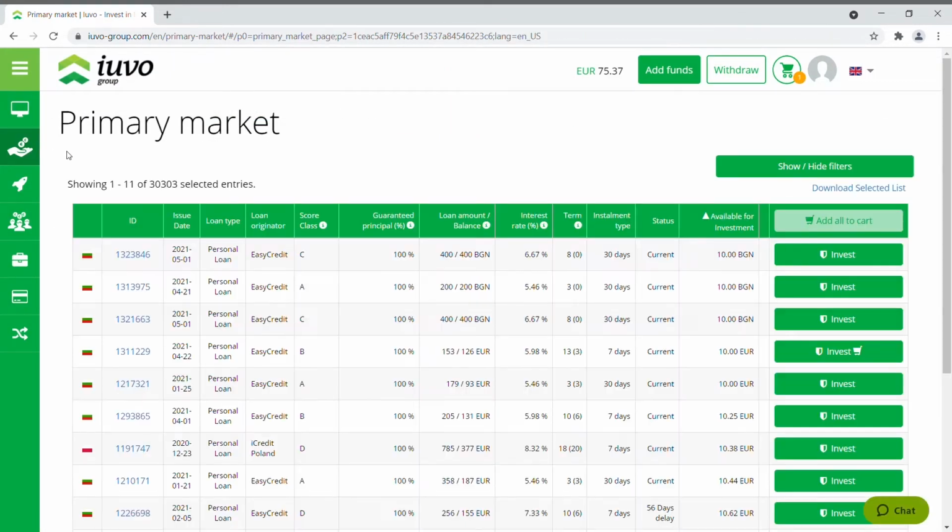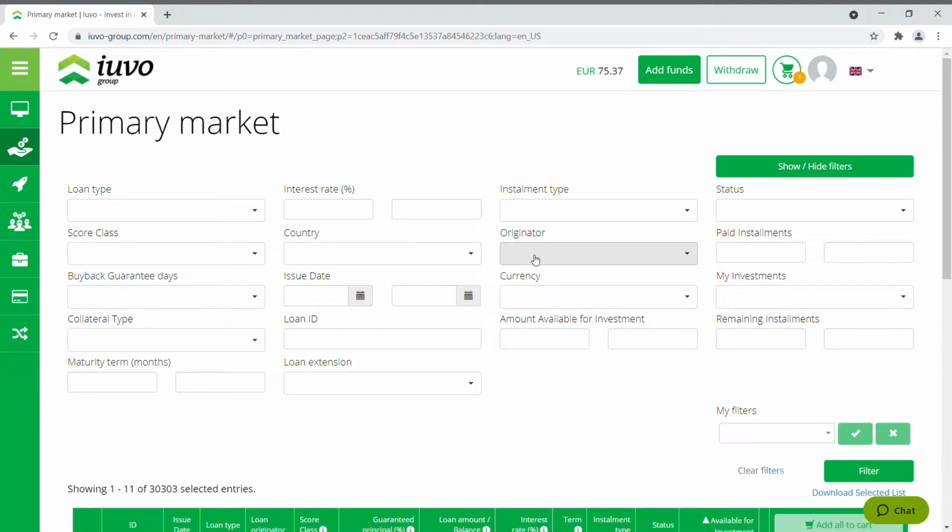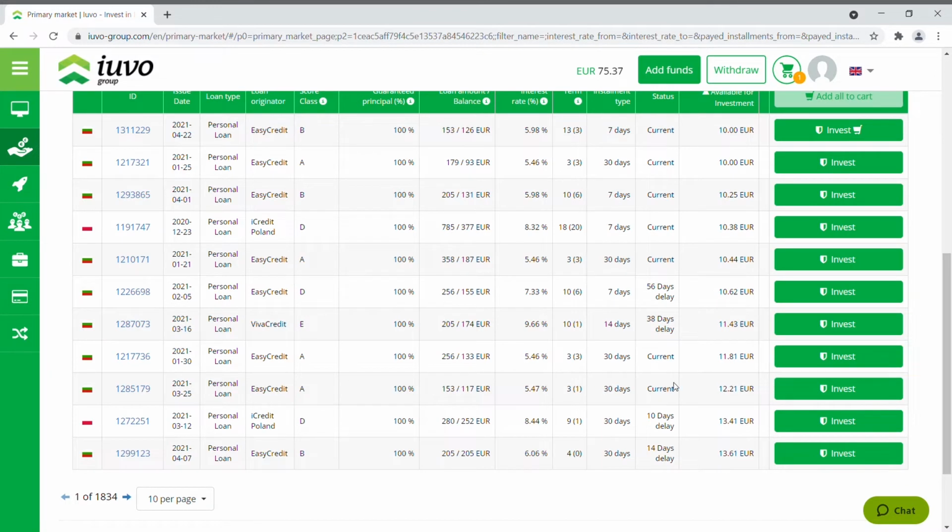It works the following way. Open primary market, filter the loans by originator, interest rate, score class, currency, and other characteristics that may be important for your strategy. Press the Invest button to enter the amount you would like to participate with.